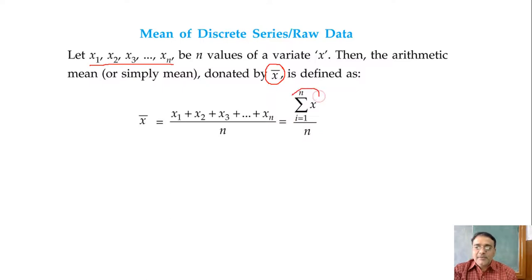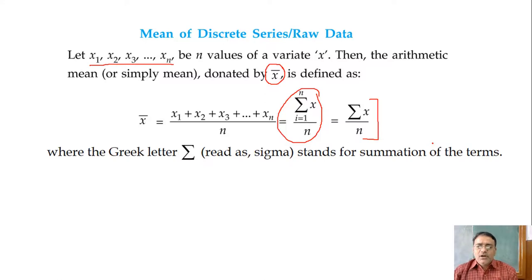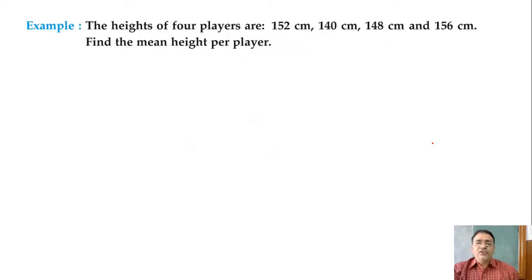इसको शॉर्ट फॉर्म में हम लोग ऐसे लिखते हैं, summation x upon n. ठीक है, summation x upon n. So now we'll see one example based on this formula. Already you have done so many questions in class 7th. The heights of 4 players are 152 centimeter, 140 centimeter, 148 centimeter and 156 centimeter. Find the mean height per player.